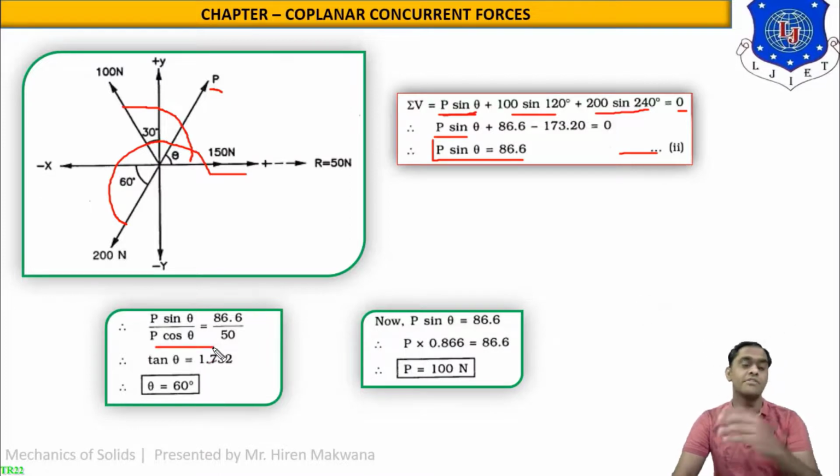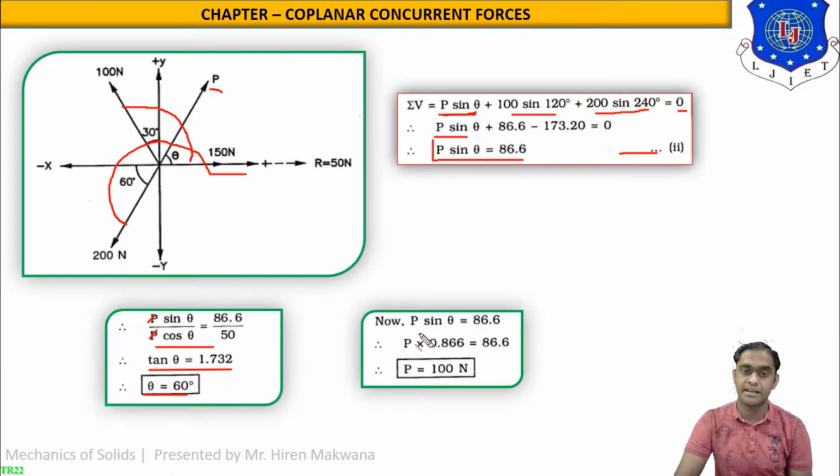So what is given in the equation? P sine theta upon P cos theta. So P will be cancelled out. Sine upon cos means tan theta, and this division will give you tan theta equal to 1.732. By doing tan inverse, you will find theta equal to 60 degrees. So our first answer is completed. Theta is equal to 60 degrees.